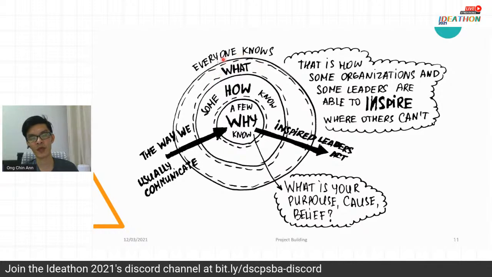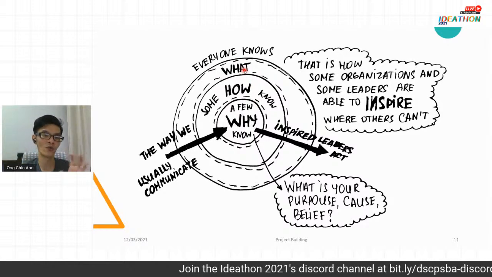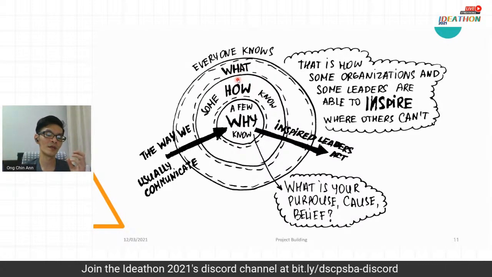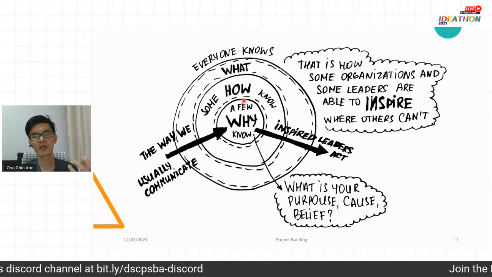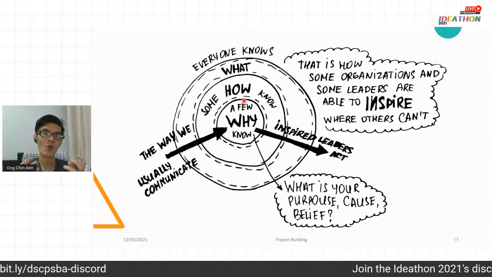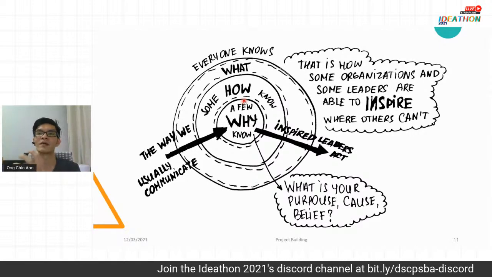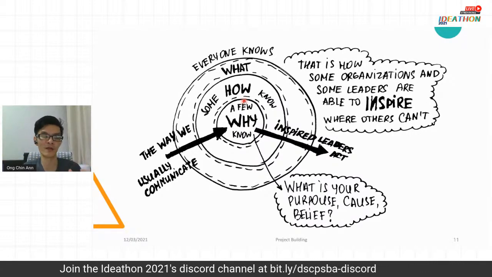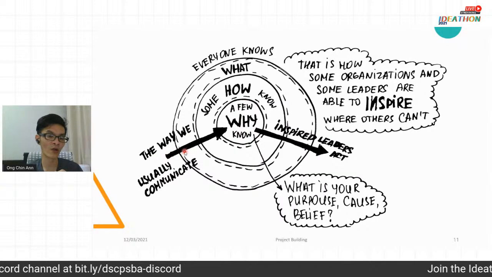What are the products that they develop? Everyone knows what products they make, right? Some of the organizations or some of the teams know only how they do it. They know exactly 100% what they do, but some of them only know how it is done. And very few organizations or teams know why they come up with the products. Because most of the time we want to develop something, but we've forgotten why we develop it, right?